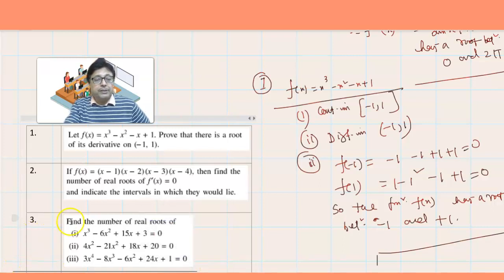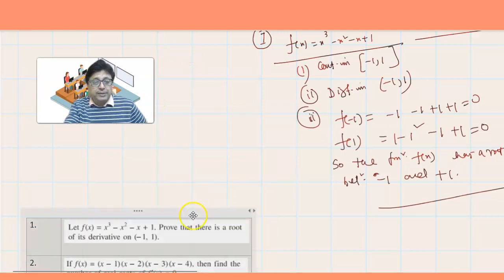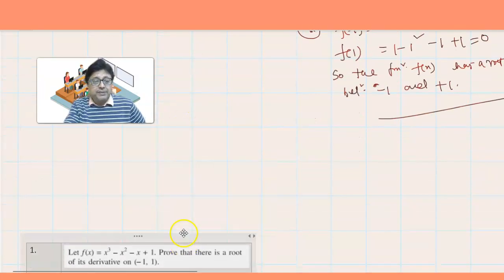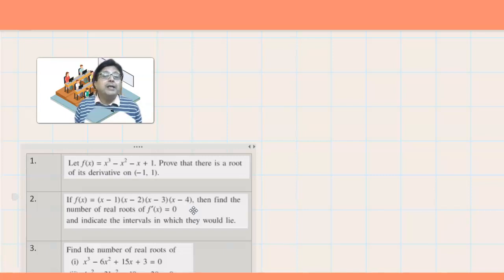Similarly, we can get it for the next equation, that f(x) is given. Find the number of real roots of this equation. This is a very beautiful application. Very good application. If you start thinking, you will see that this kind of sum is not solved before. But you can do it easily with the help of Rolle's theorem concept.